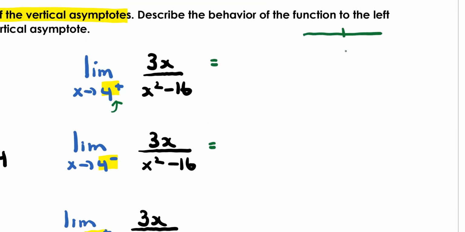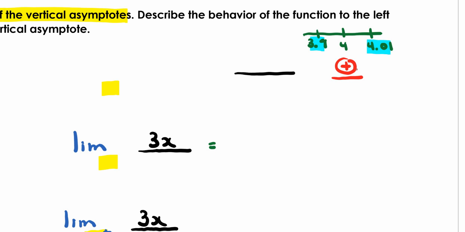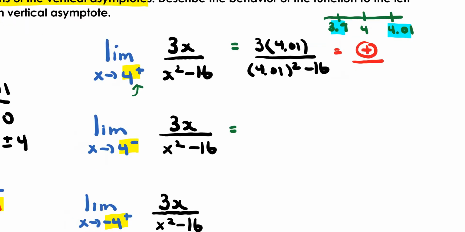So you know what, maybe I'll just draw the number line here, but if you're on the right hand side of 4, you can think of like 4.01, and if you're on the left hand side of 4, maybe you can think of like 3.9, and all you're doing is inserting these numbers into the right limit statements. So for the very first one, it would be like 3 times 4.01 all over 4.01 squared minus 16. And you don't need to know the numerical answer. You just know that the numerator is positive. The denominator is positive, and this gives you positive infinity.